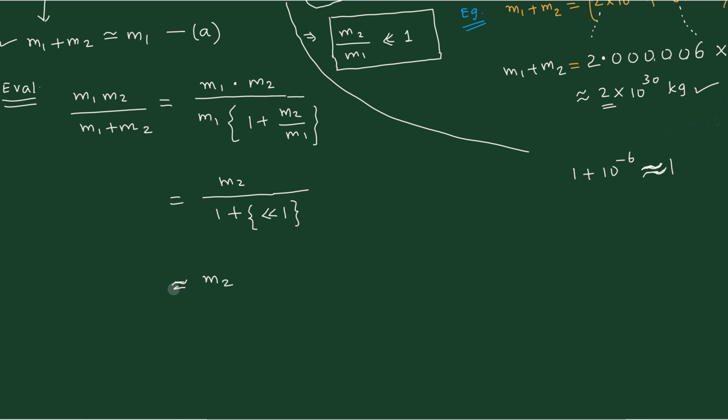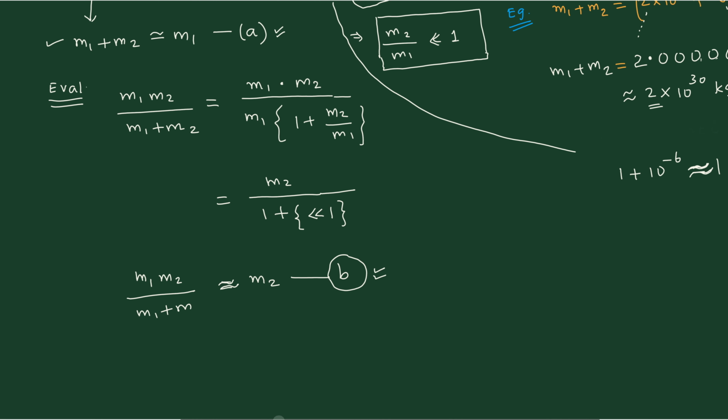So I'll say that the similar approximation, I'll write down that m1 m2 divided by m1 plus m2. So this expression goes to m2 itself. So this is the condition B. So we have A here, so this is the A you have, and this is the B you have. So now you can put these expressions for A and B in our original equation.